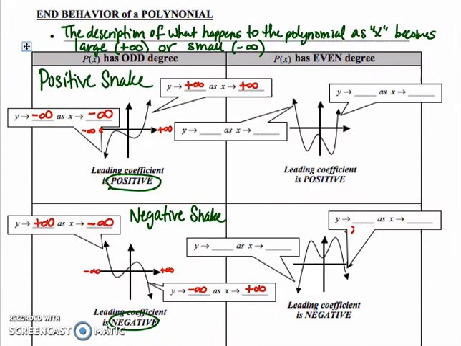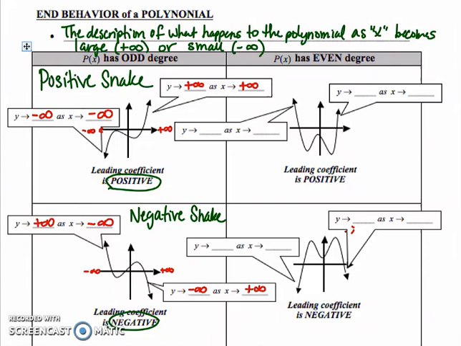Now, if our polynomial has an even degree, meaning the exponent is an even number, these are going to be, I call them parabola shapes. Now, I recognize that they don't really look like parabolas. They usually have a little bit of a wiggle jiggle in the middle depending on what the power of your polynomial is. But when I'm talking about parabolas, I'm really just talking about the two ends.